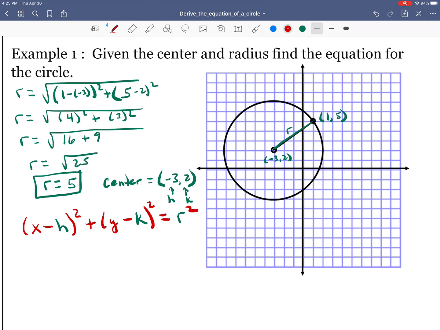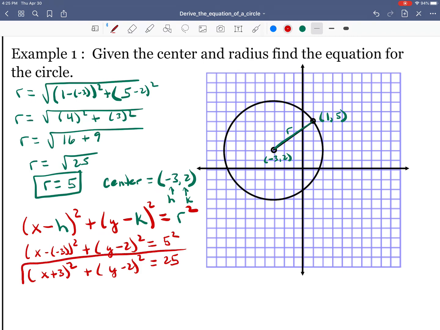So that is my equation. I've got to plug in the green things: the h, the k, and the r. So I'm going to get (x - -3) squared plus (y - 2) squared equal to my radius squared, which is 5 squared. And I'm going to simplify this. This becomes (x + 3) squared added to (y - 2) squared equals 5 times 5, 25. And that is my standard form for the equation of this circle.